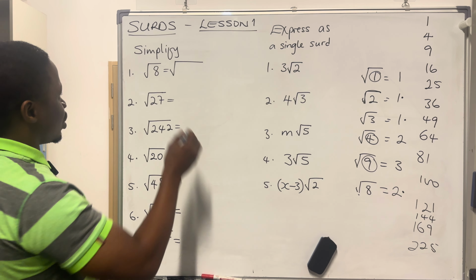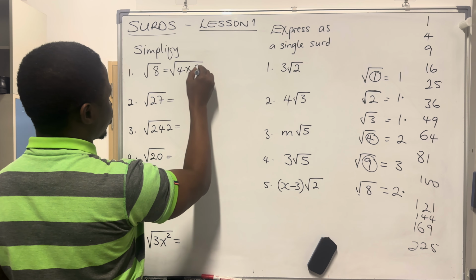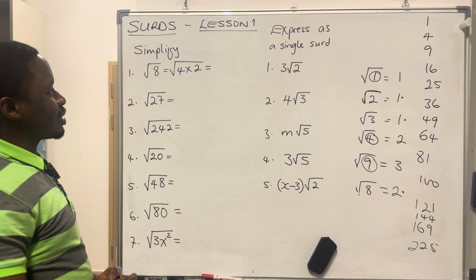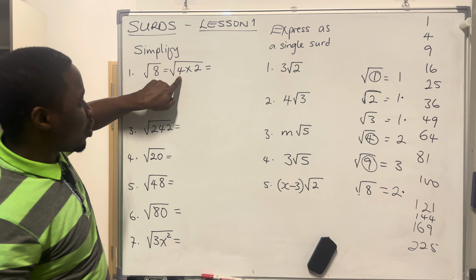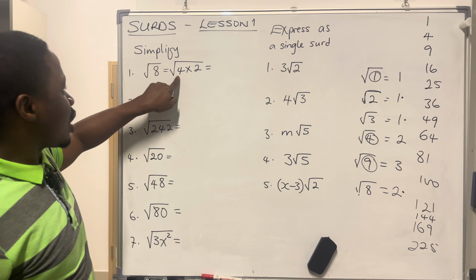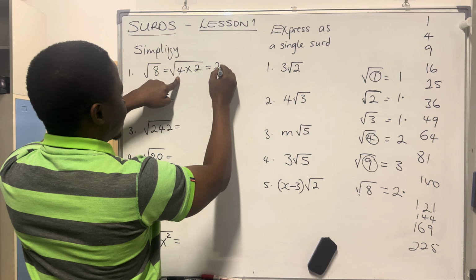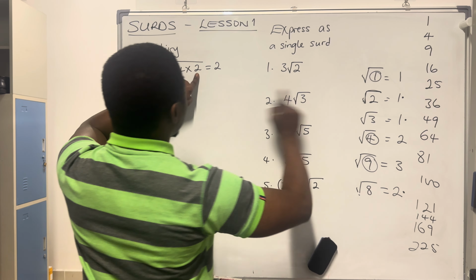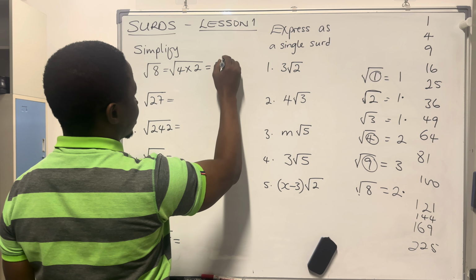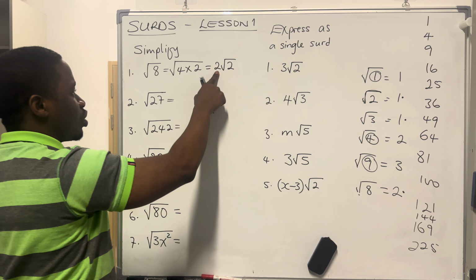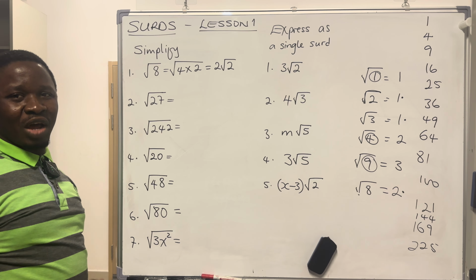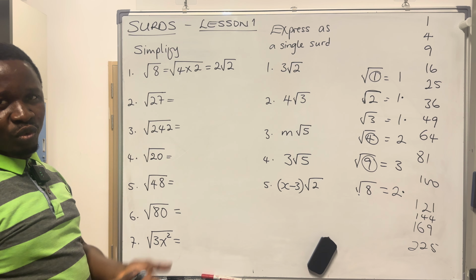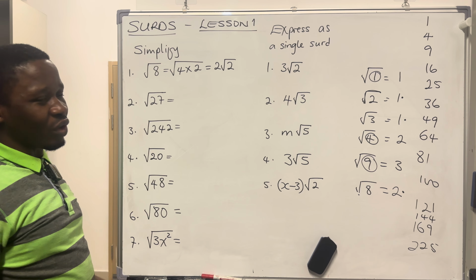So the numbers are 4 times 2. 4 times 2 is 8, and 4 is a perfect square. What is the square root of this 4? The square root of this 4 is 2. We write it outside. This one will not give us a whole number, it will give us a point, so we leave it in the root. So this is 2 root 2. Most times we don't have the time to say 2 square root of 2, we simply say 2 root 2. And surds are also called radicals.